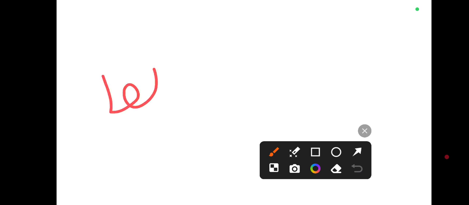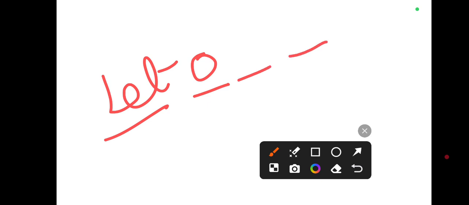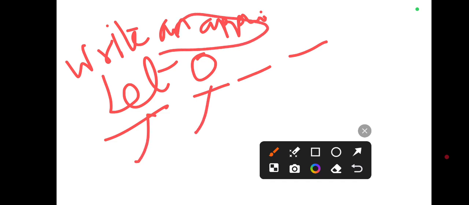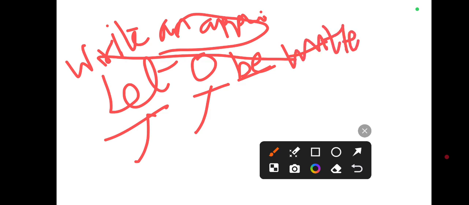Such sentences start with let. The rule is like this: let, then the object first, then the helping verb, then the third form of the main verb, right? So the example is write an application. So let, then an application, okay? Then the helping verb, here be is inserted, and then the third form of the main verb, written. Let an application be written, right?